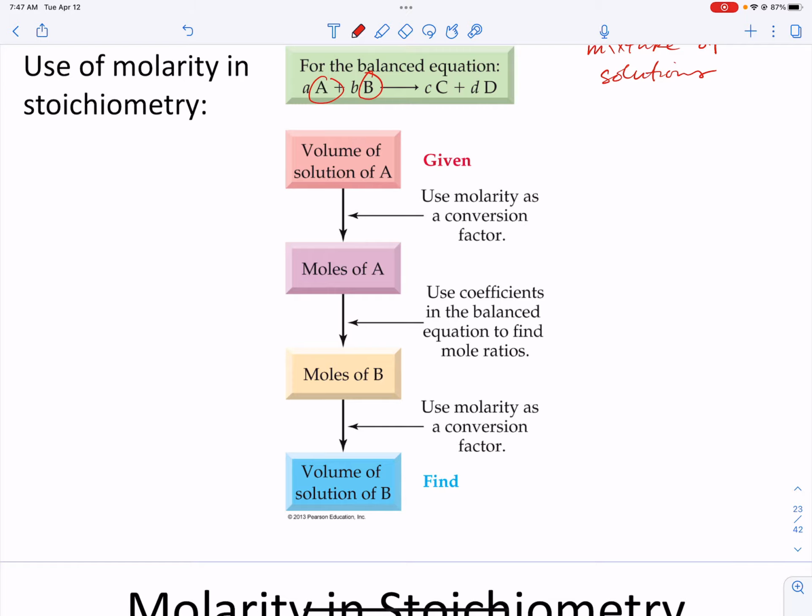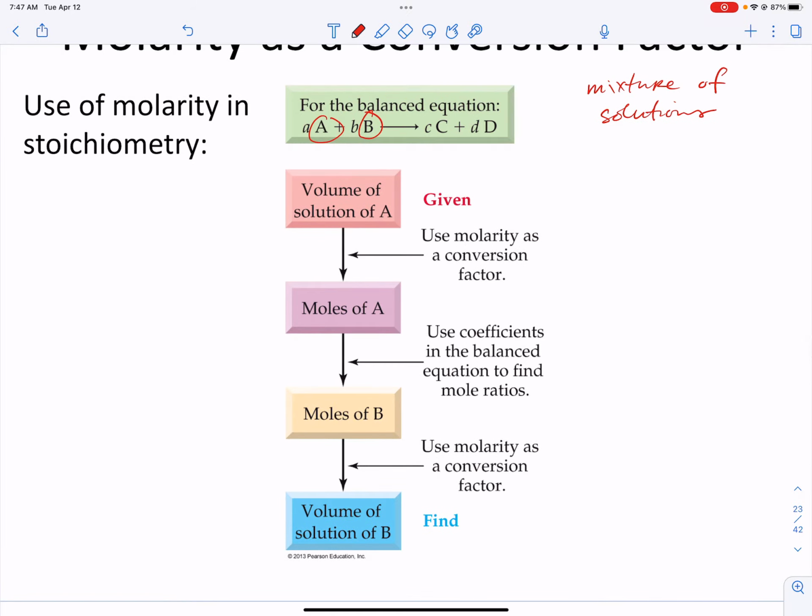Okay, you've actually seen a diagram like this before back in chapter 6, except we did it with molar mass. So in chapter 6, you had a diagram. I'm going to write it out real quick. It was like if you have the mass of A, you can convert to moles of A, then you can convert to moles of B, and then you can convert to the mass of substance B.